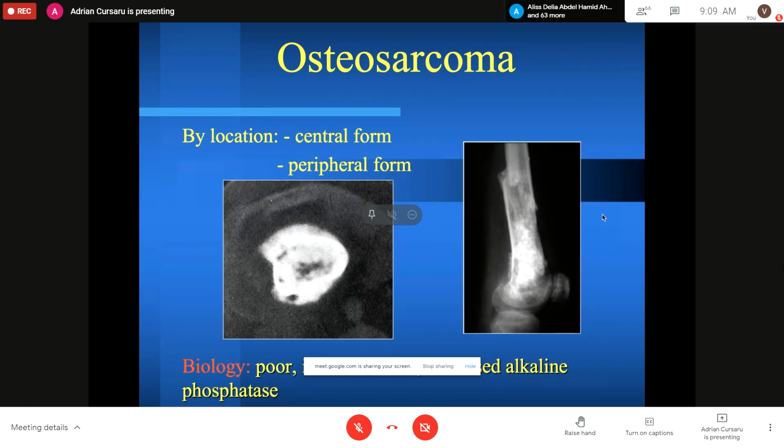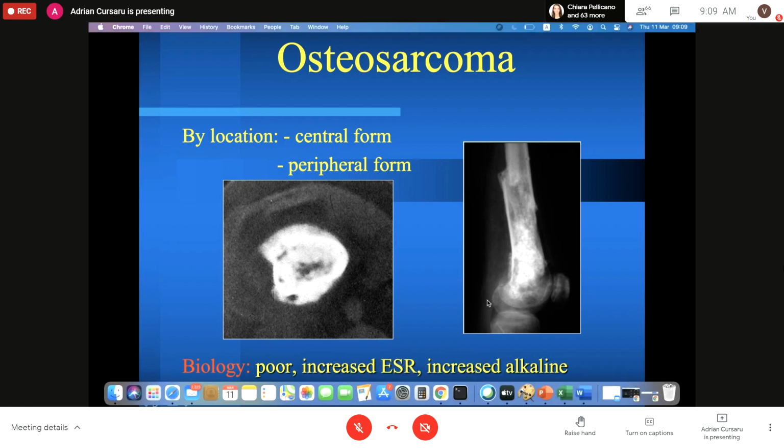By localization, there are two big types of this bone tumor: the central form, like in that image, located in the center of the shaft, the diaphysis, or the peripheral form. The biology is poor. There may be some modifications like increased ESR or increased alkaline phosphatase, but in most cases the biology is poor and you are not able to reach a correct diagnosis or orient toward it.